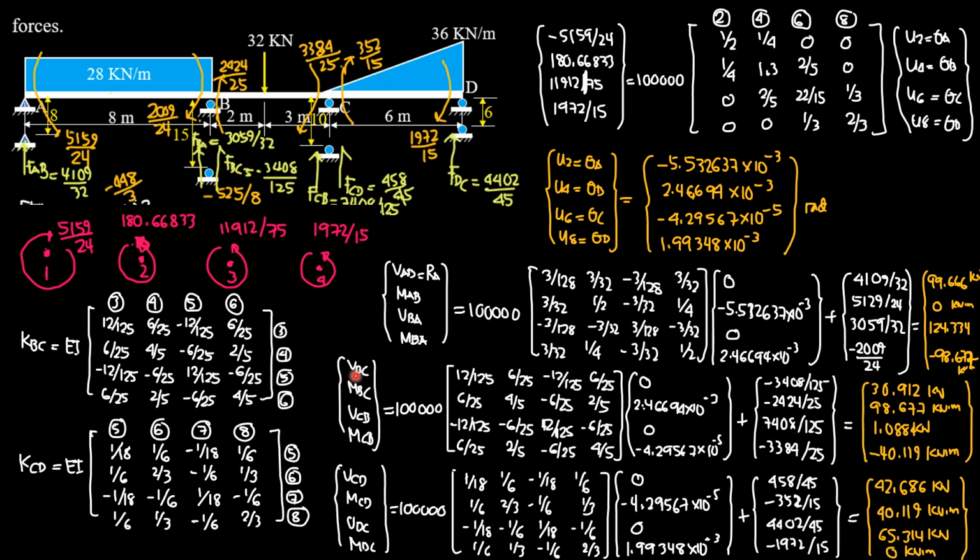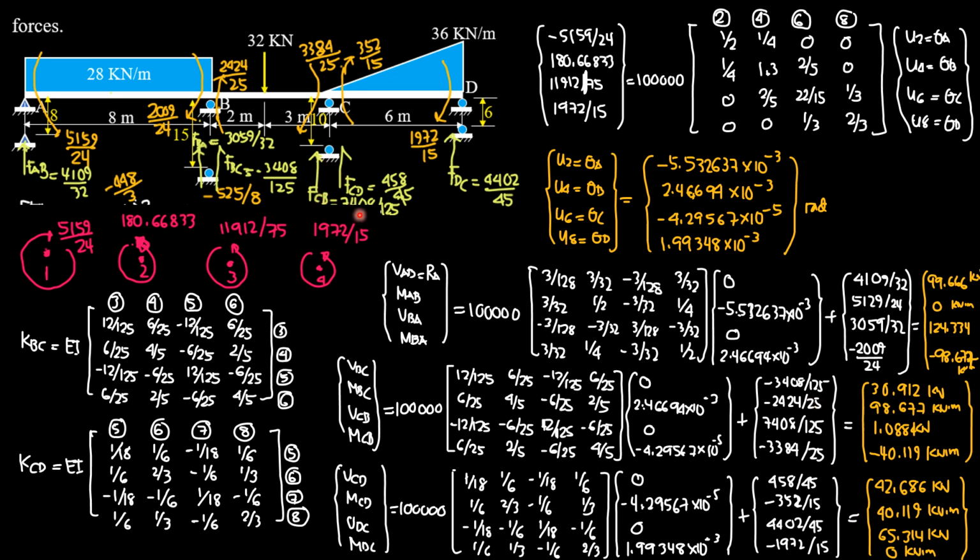Then member force BC. This is the stiffness of BC. We just grab this, copy. Then delta B is 0, theta B, delta C 0, theta C, which is that. Then fixed forces. FBC is negative 3408/125. Moment is clockwise, so negative 2424/25.